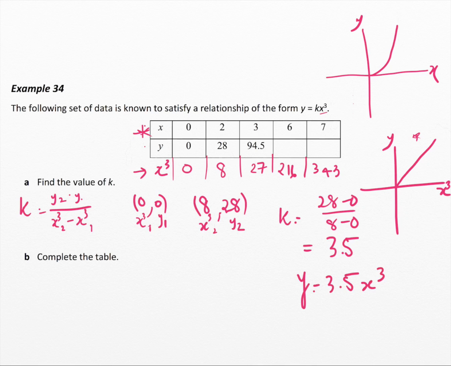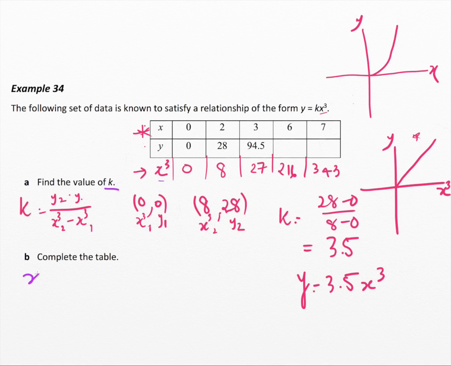So the main thing to remember here is you must transform your data. You can't find the gradient of y against x because we know it's a nonlinear relationship. Instead, what we need to do is find it of x cubed because it is that nonlinear relationship, so first we have to linearize it.